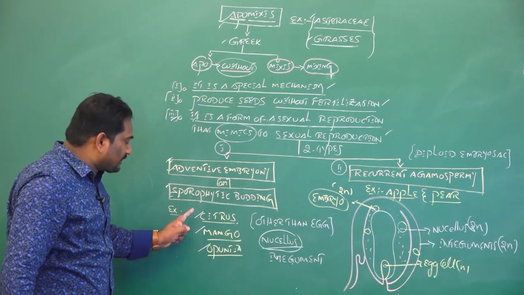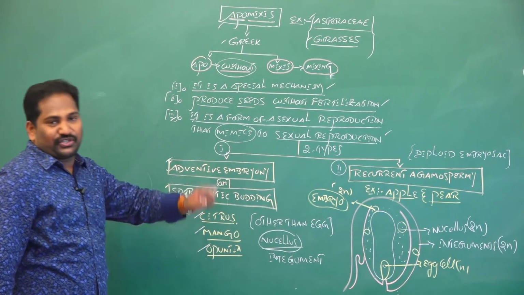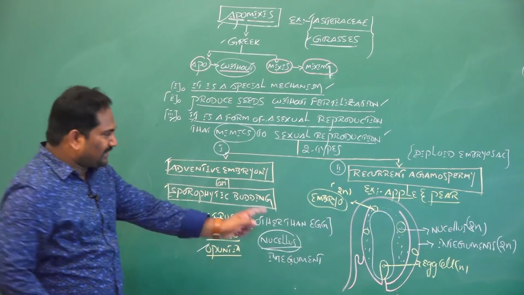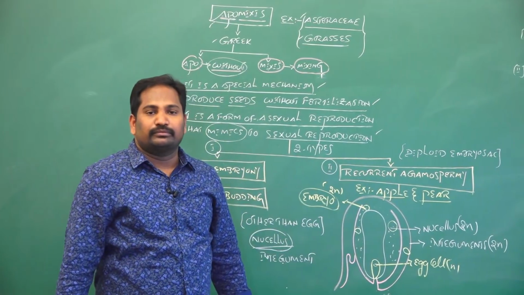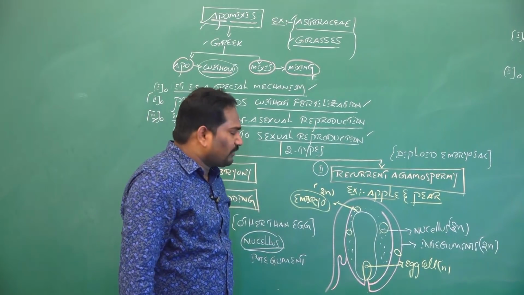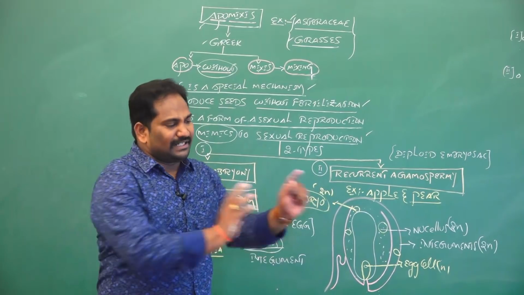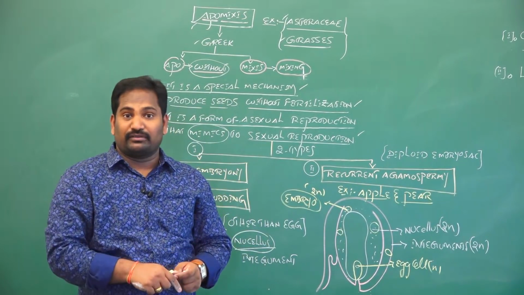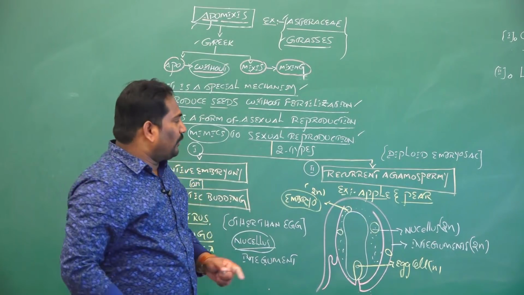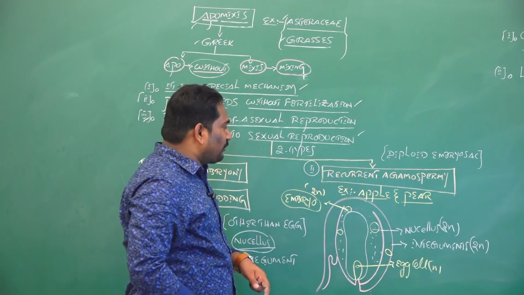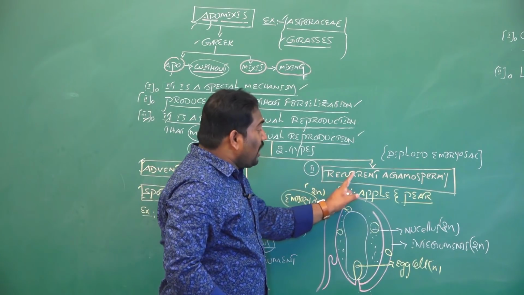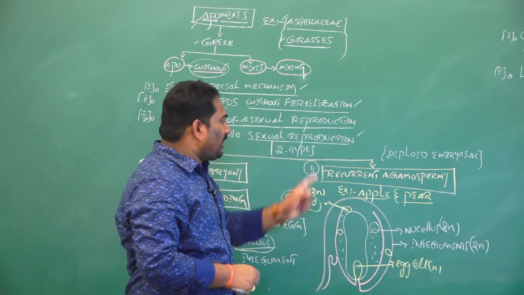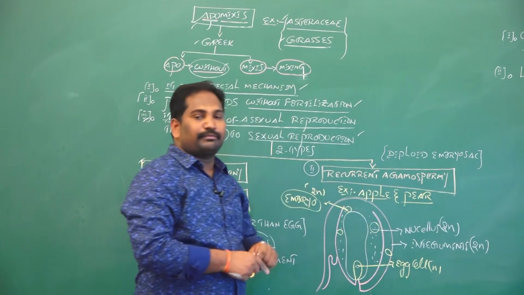Examples are citrus, mango and opuntia. What is the second type of apomixis? During apomixis, seeds are formed without fertilization, and the seeds have a diploid embryo. The second method of forming seeds with a diploid embryo by apomixis is recurrent agamospermy.